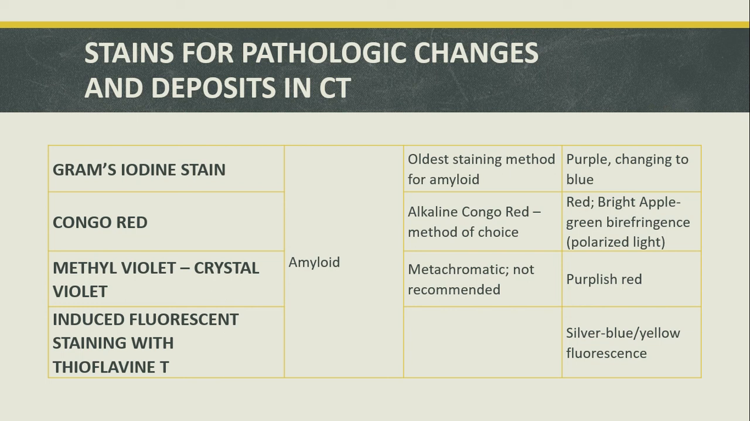Methyl violet crystal violet is a metachromatic staining method and is not recommended for staining of amyloid. And the induced fluorescent staining with thioflavin T is used as a screening method and microscopic differentiation is not needed.